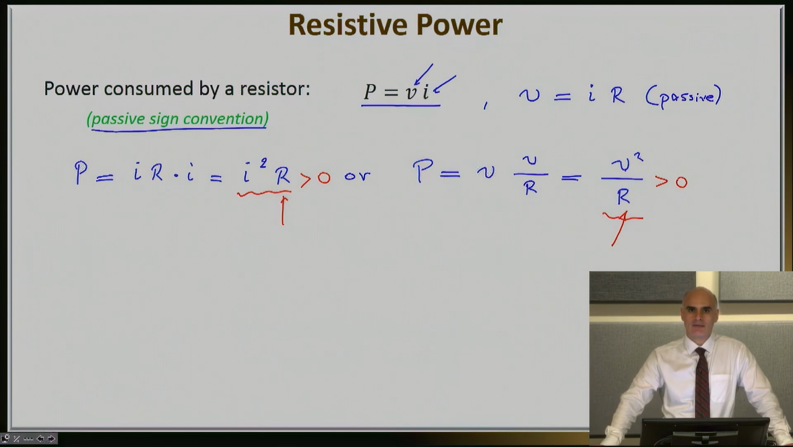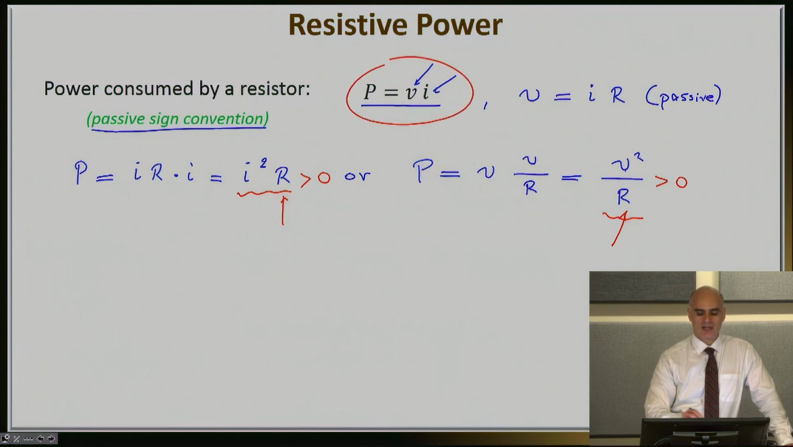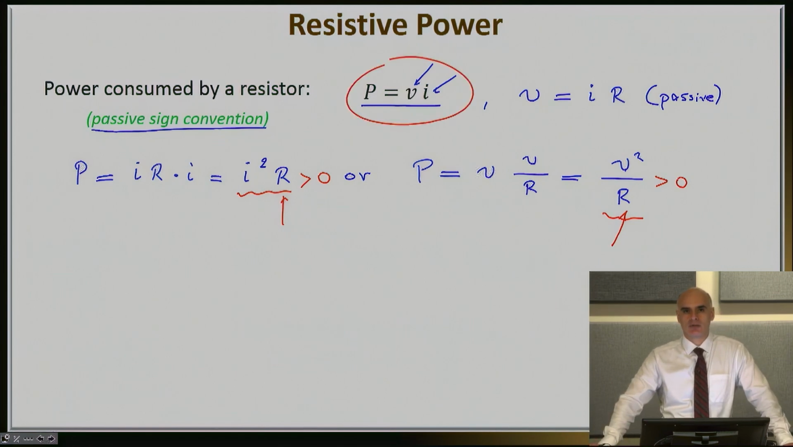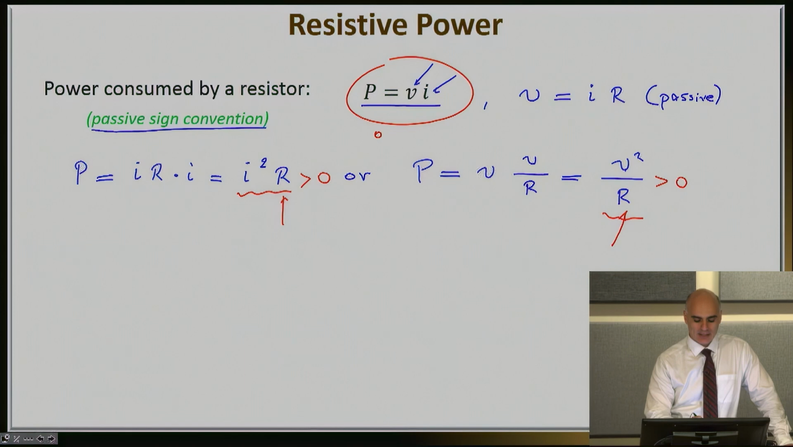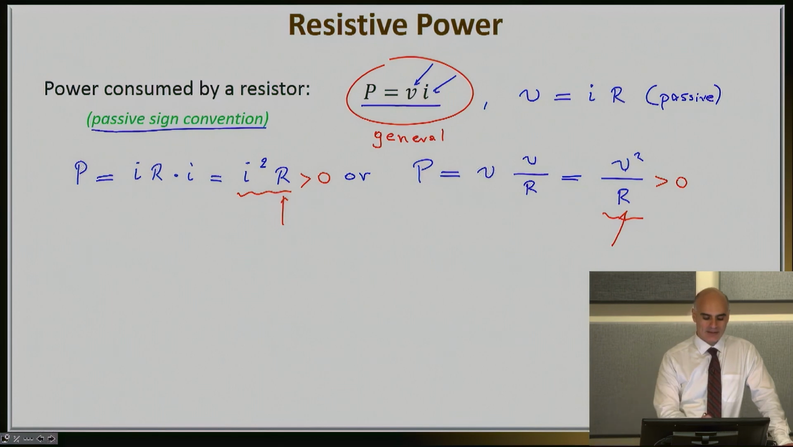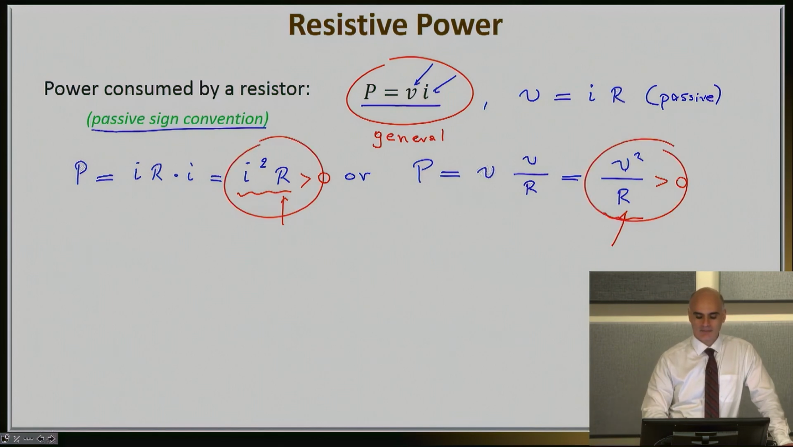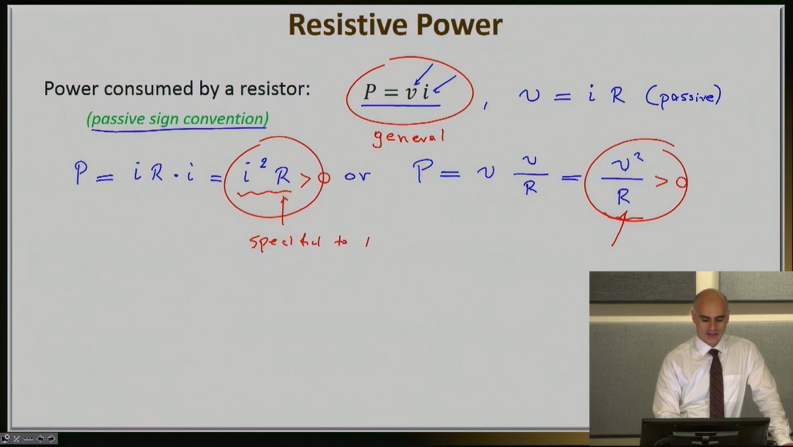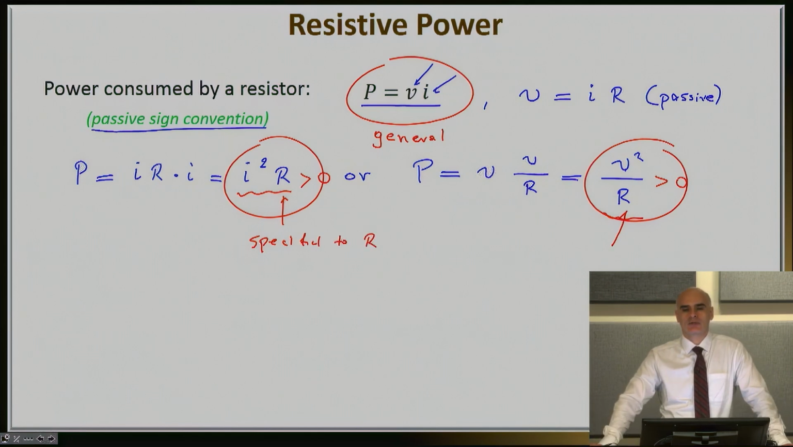Also, I want to clarify, even though this may be obvious so far, that this equation here, meaning power is equal to voltage times current, is a general equation and applies for any device that you might have. On the other hand, these last two equations are specific to resistances, because we've used Ohm's law to derive both of them. So keep in mind that you can only use them for resistances, while the V times I is something you can use anytime.